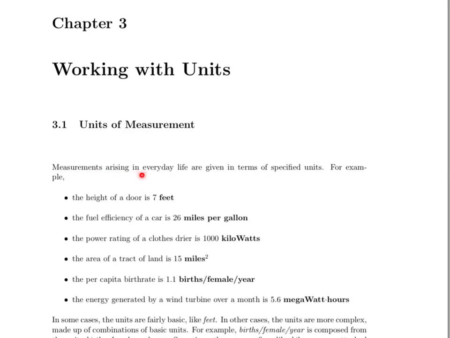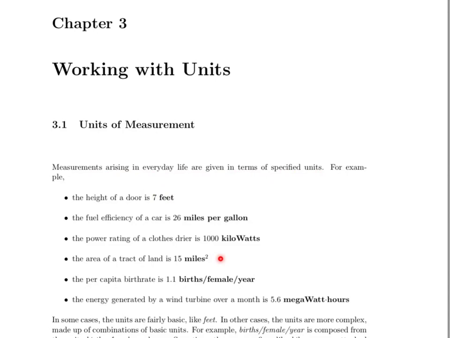Measurements arising in everyday life are given in terms of specified units. For example, the height of a door is 7 feet. Feet are the units. The fuel efficiency of a car is 26 miles per gallon. The units are miles per gallon. The power rating of a clothes dryer is 1,000 kilowatts. The unit of measurement is kilowatts.